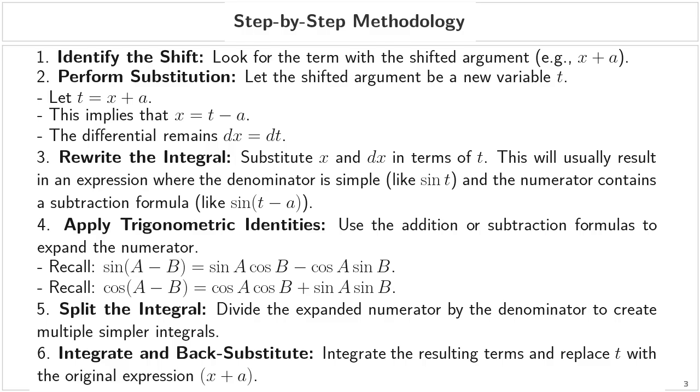Finally, we integrate each of these simpler integrals. Remember that any constant coefficients will simply come along for the ride. Once we've integrated, we need to substitute back to express our answer in terms of the original variable, x. That means replacing t with x plus a. And don't forget to add the constant of integration, c, at the end. So that's the complete process. It might seem like a lot of steps, but each one is designed to simplify the integral and make it solvable. We'll see this in action on the next few slides with a detailed example.